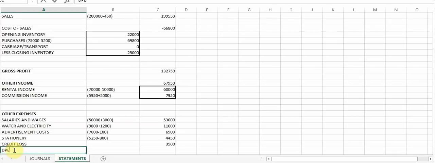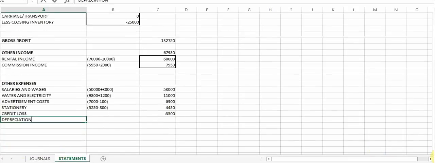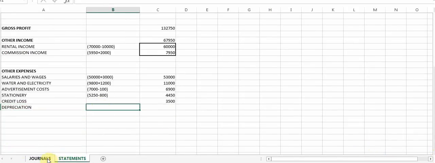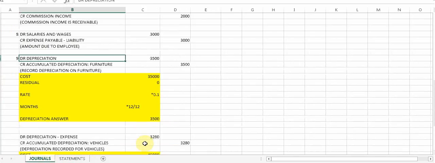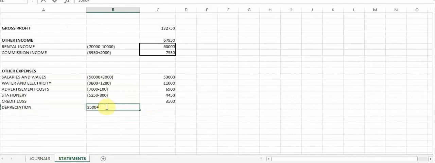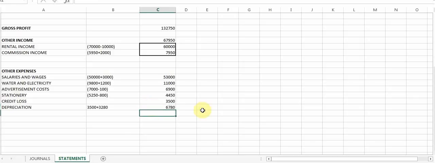So I'm going to say depreciation. Want to scroll up a little bit. And the depreciation was 3,500 for the furniture, plus I have to add there another 3,280 for the vehicles, and that gives me 3,500 plus 3,280. That gives me a total of 6,780. And that seems like all the expenses were then recorded.